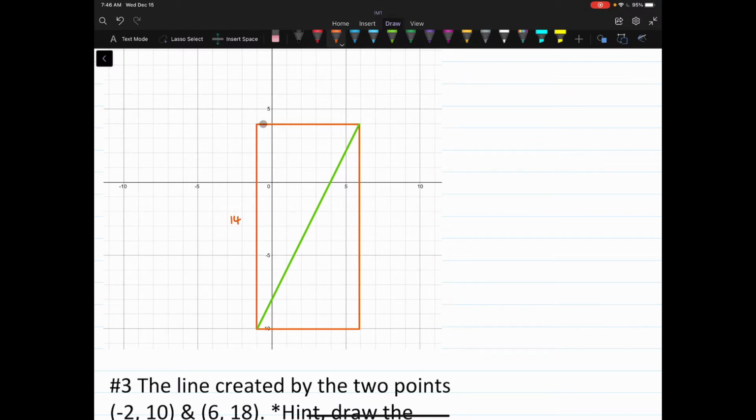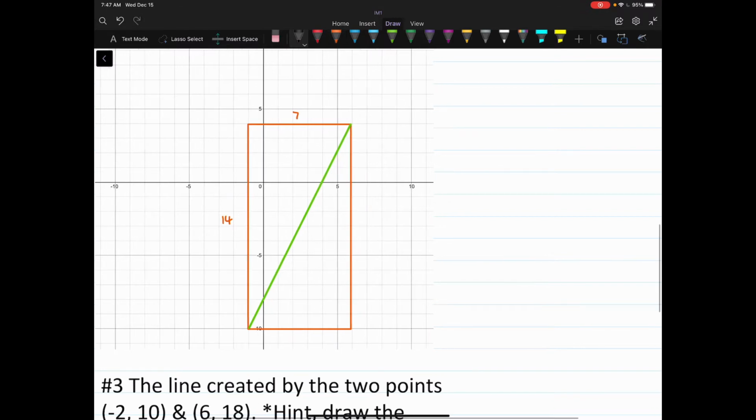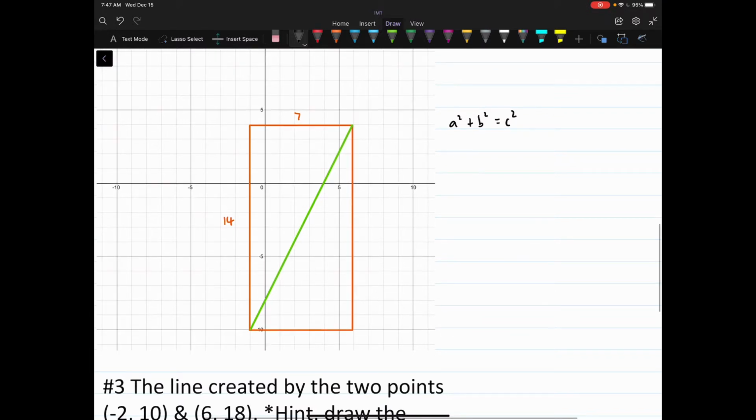And then from here, it's going to be 1, and then that's 6, so 5, 6, so this is going to be 6, and 1, so this is going to be 7. And therefore, I do a squared plus b squared is equal to c squared. So I'm going to use the Pythagorean Theorem. A squared plus b squared is equal to c squared. And then I'm going to put these in, like so, equals c squared.